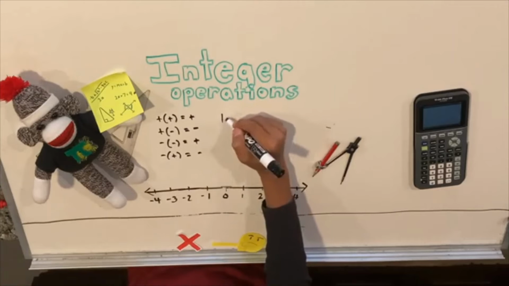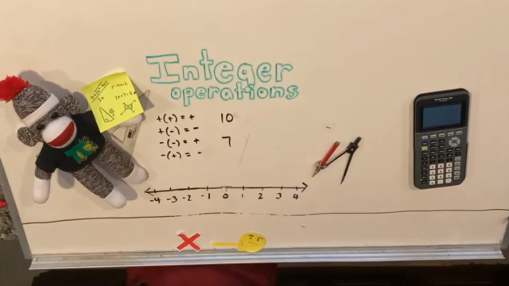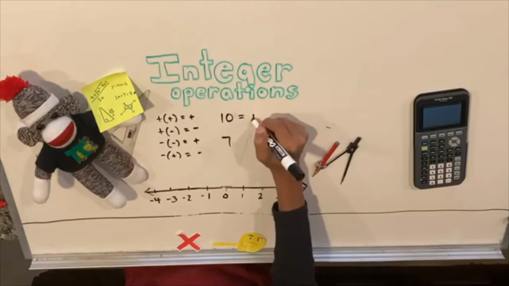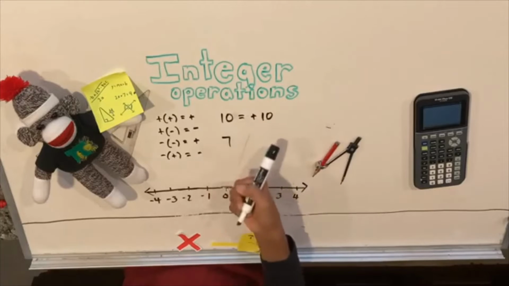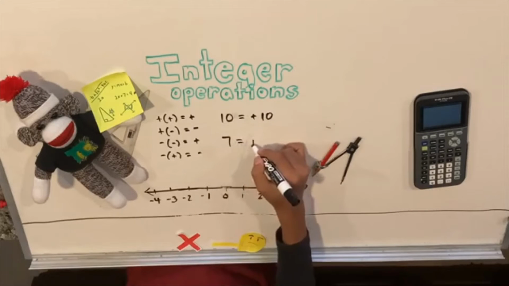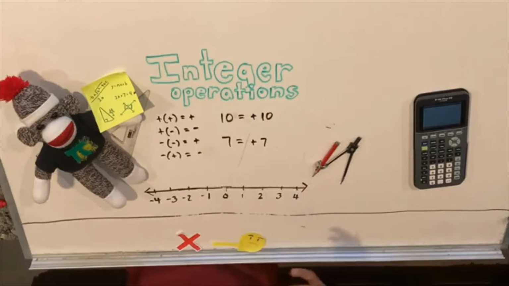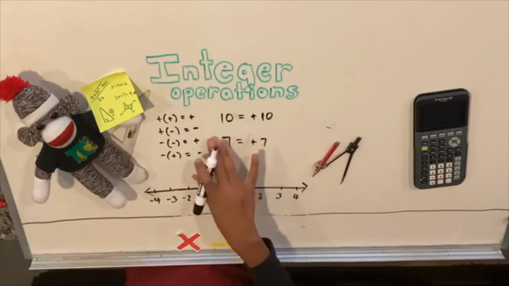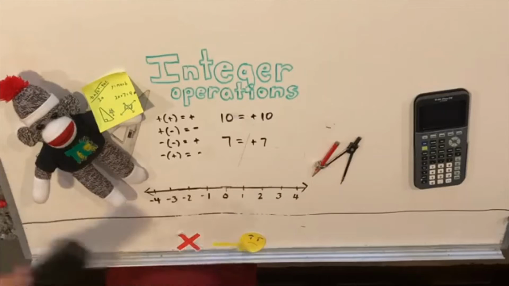So before we go in further and do some problems, I want to say that when we have numbers like, for example, 10 or 7, it's implied that these numbers are positive. So we don't write positive 10, but it still means that 10 is equal to positive 10. We don't write 7 like positive 7, but it's still equal to 7. And 7 is equal to positive 7, 10 is equal to positive 10, etc.